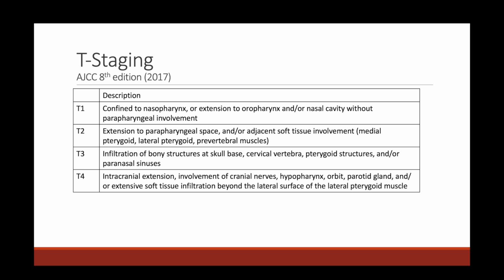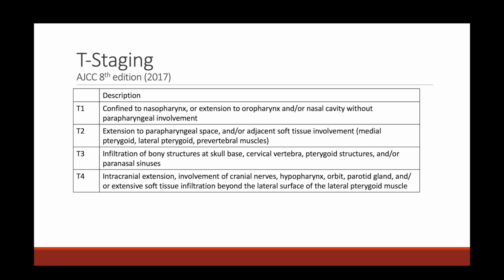T2 then is either extending to the parapharyngeal space or with adjacent soft tissue involvement. So something like the medial pterygoid, lateral pterygoid, or prevertebral muscles. So if it's kind of involving adjacent musculature or the parapharyngeal space. T3 is if there is an infiltration of bony structures at the skull base, such as the cervical vertebra, the pterygoid structures, and or the paranasal sinus. So if it's kind of now starting to invade into nearby bones.